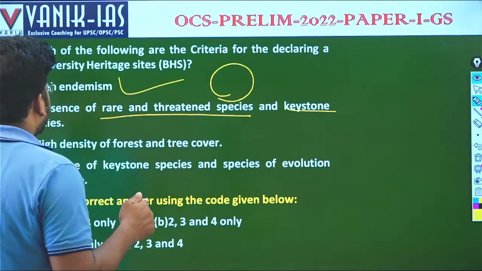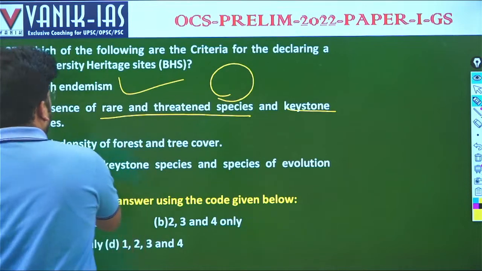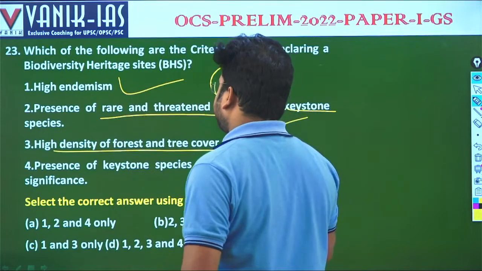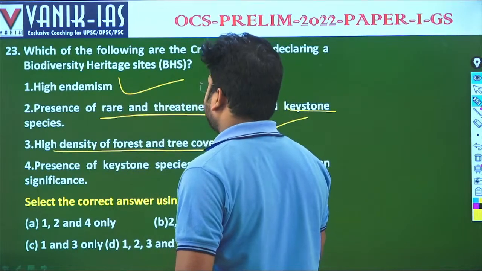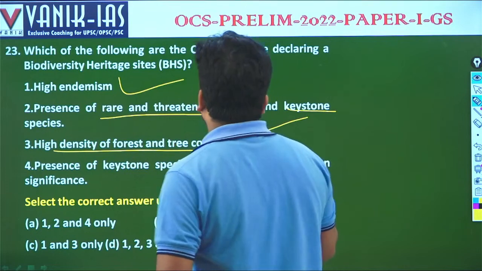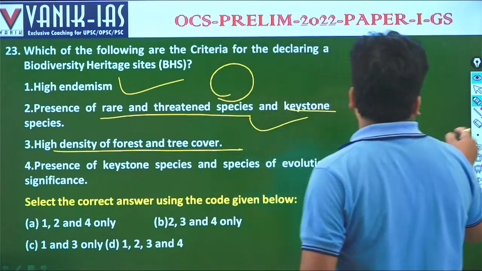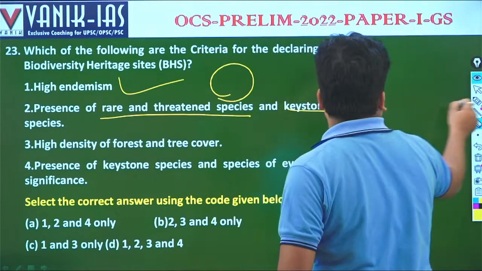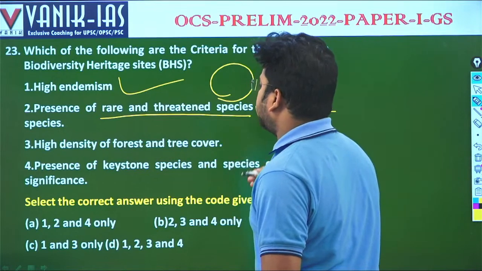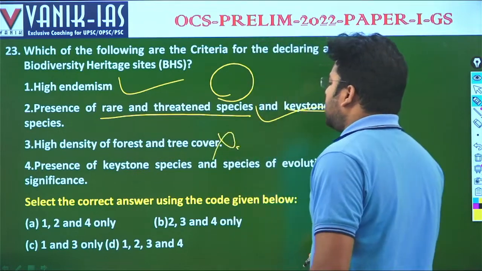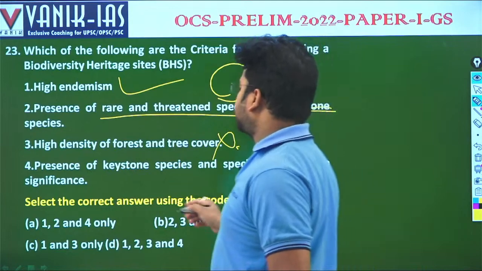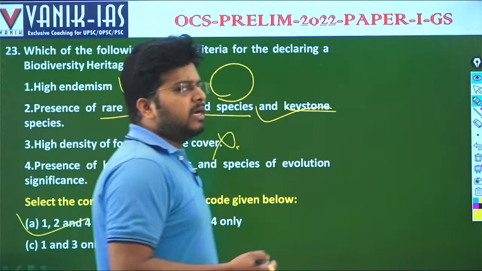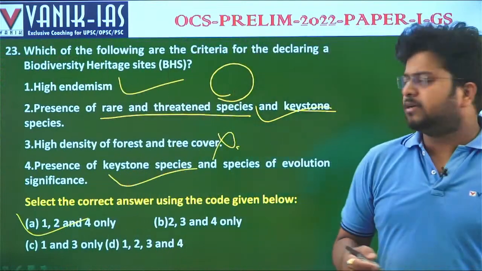High density of forest and tree cover. This is right? No, this is not a criteria. This is a criteria, but not high density of forest, not tree cover. This is wrong. Presence of keystone species and species of evolutionary significance. Yes. 1 to 4 are the answer. A dense forest is not a criteria of biodiversity site.